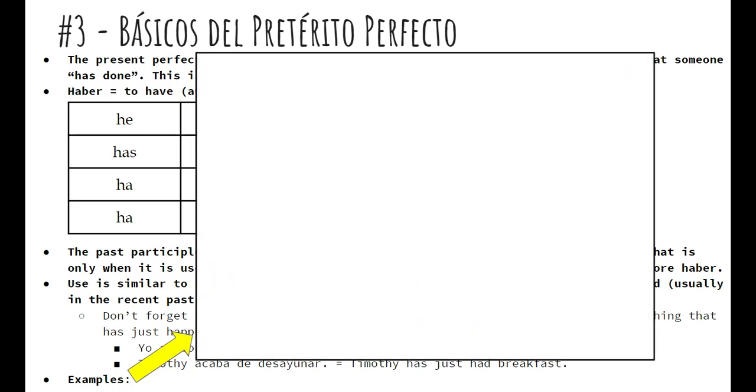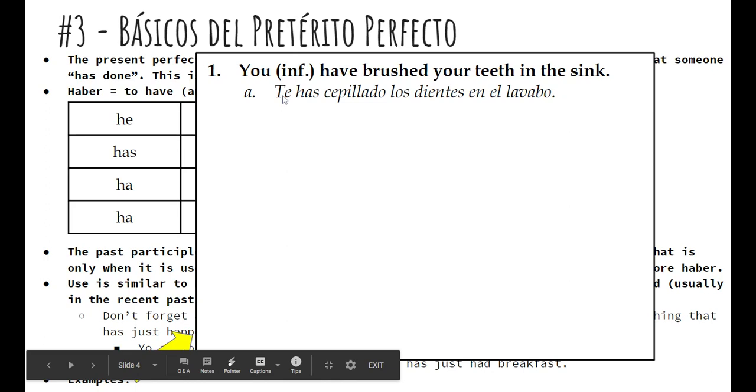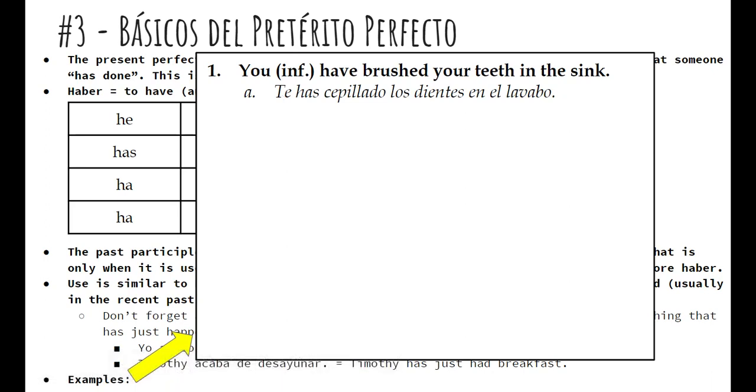So here are some examples. Por ejemplo, you have brushed your teeth in the sink. So it's that have done something. So te has cepillado los dientes en el lavabo. So there you have te. That's going to be the reflexive pronoun of cepillarse. It can't get attached to cepillado, so it has to come before the conjugated verb haber, which realize here we could have a subject pronoun tú. Could be tú te has cepillado los dientes en el lavabo, but we can leave off that subject pronoun as well.